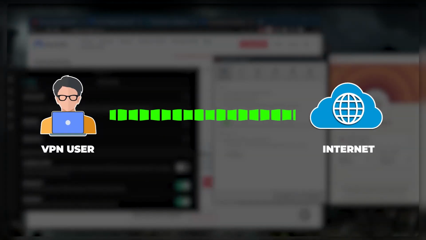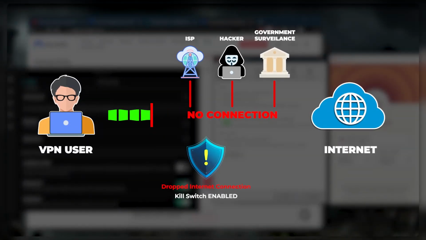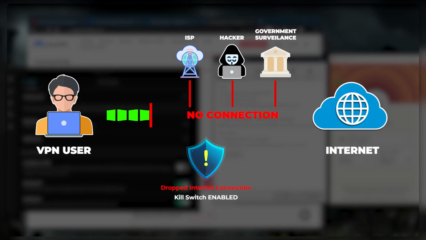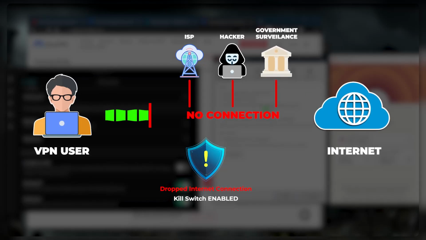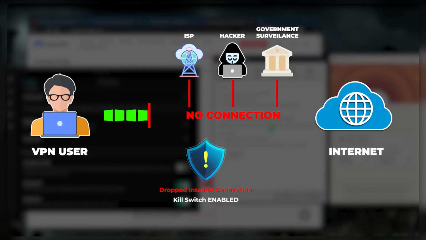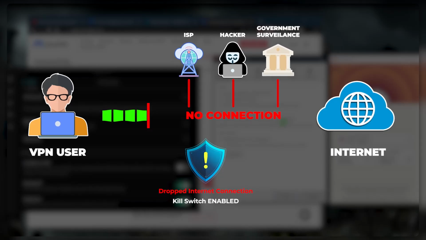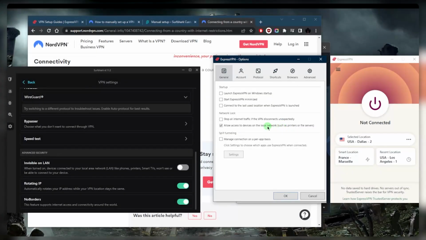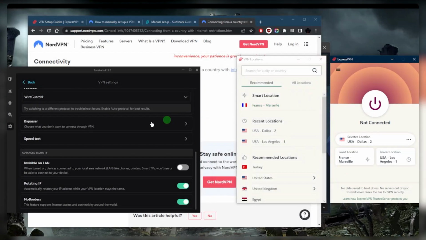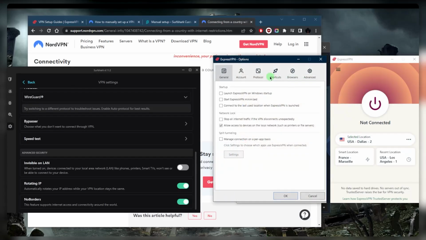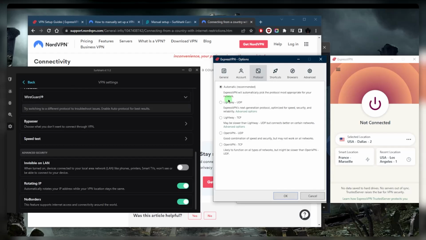And the kill switch will make sure that you're only going to be connected to the internet while you're secured by the VPN. Otherwise, the VPN will cut your connection with the internet, making sure that you don't get any unexpected leaks. This is a very important point. Of course, all these VPNs do have the kill switch. And besides the kill switch, again, you want to make sure that the protocol selection is always on automatic.